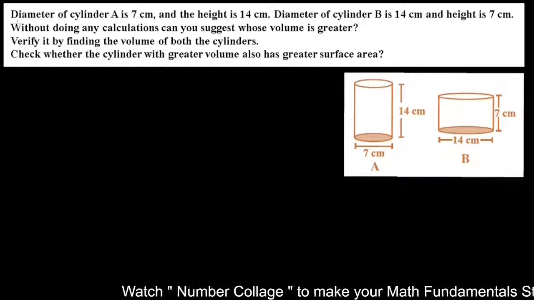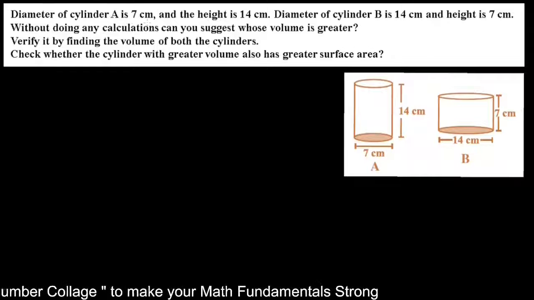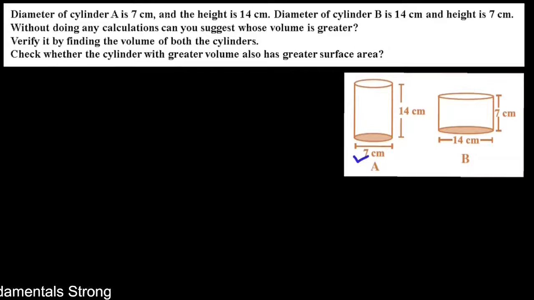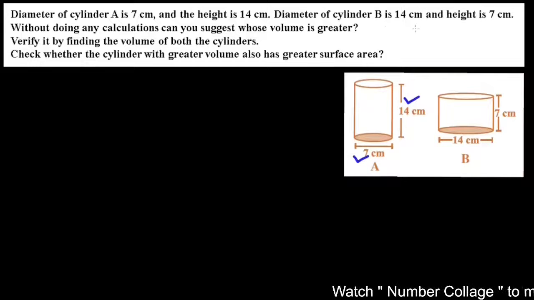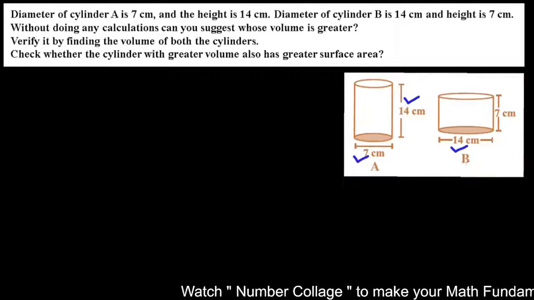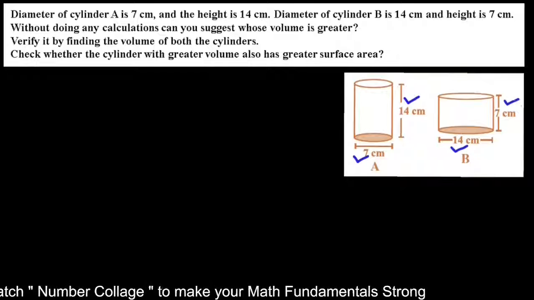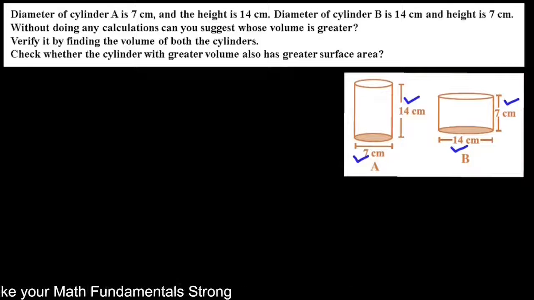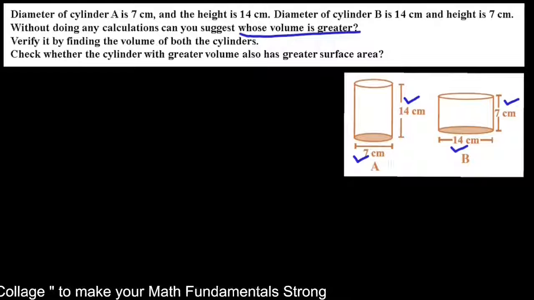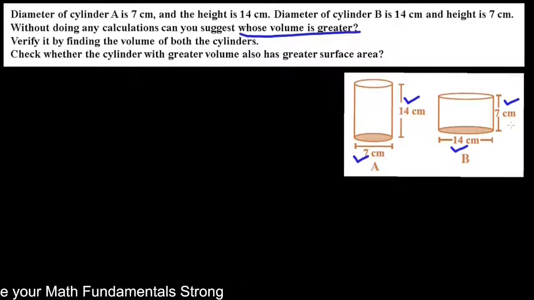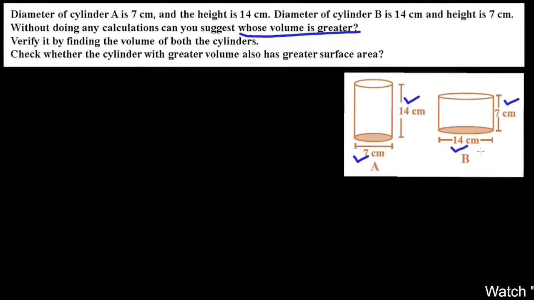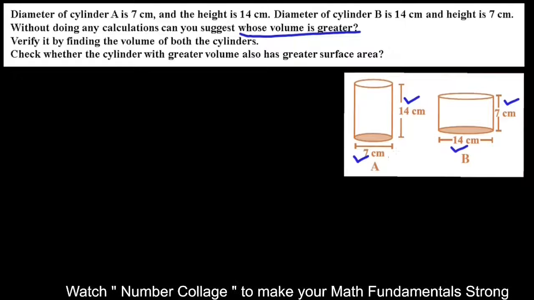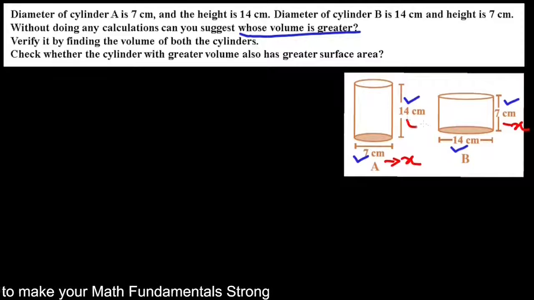Next problem is, diameter of cylinder A is 7 centimeter, this one, and the height is 14 centimeter, this one. Diameter of cylinder B is 14 centimeter, this one, and height is 7 centimeter, this one. Without doing any calculations, can you suggest whose volume is greater? We observe that the diameter of cylinder A is the height of cylinder B, and the height of cylinder A is the diameter of cylinder B. We will name 7 centimeter as x and 14 centimeter as y.